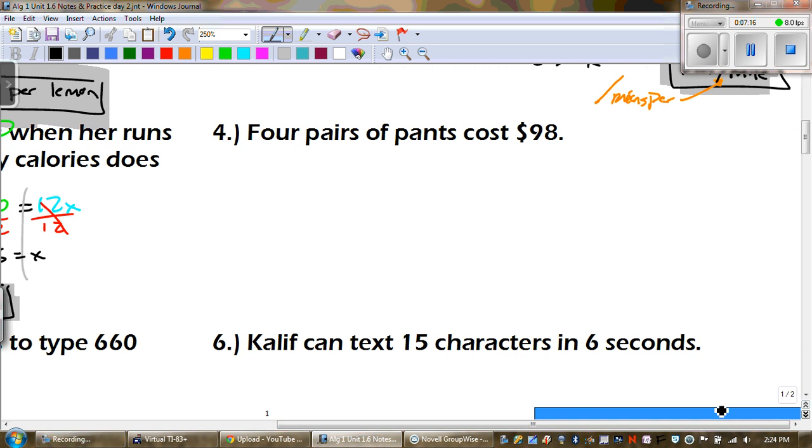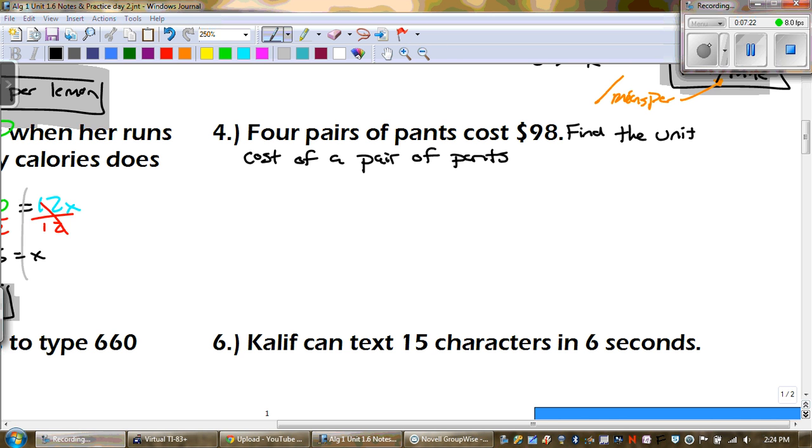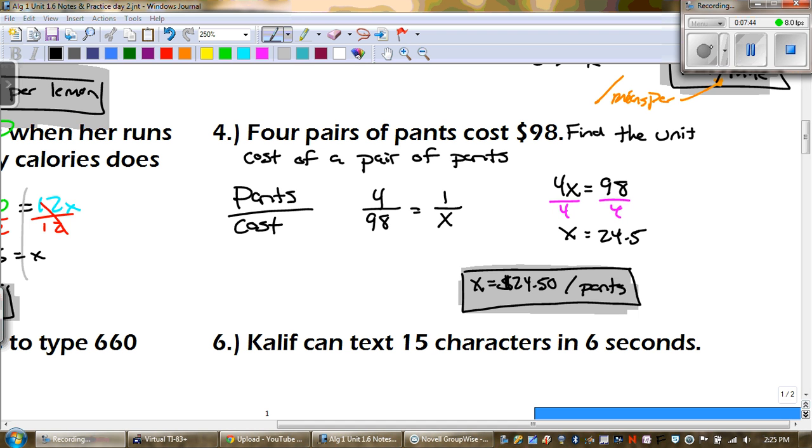For number 4, part of it was missing. Let me show you what the missing part should have said. Find the unit cost of a pair of pants. Now, I want you guys to do all of this on your own. I'm not even going to tell you what goes on top and what goes on the bottom. So pause the video and good luck. There you go. You divide it. You should get 24.5. And remember, we're talking about money, so 24.5 means $24.50.